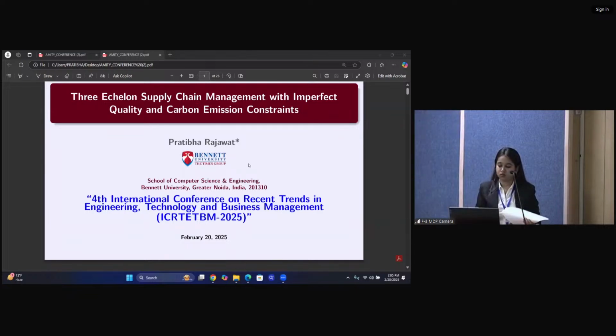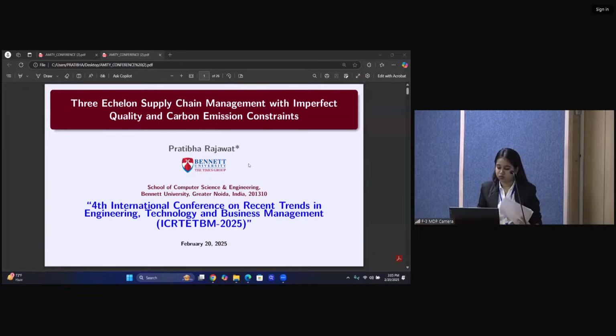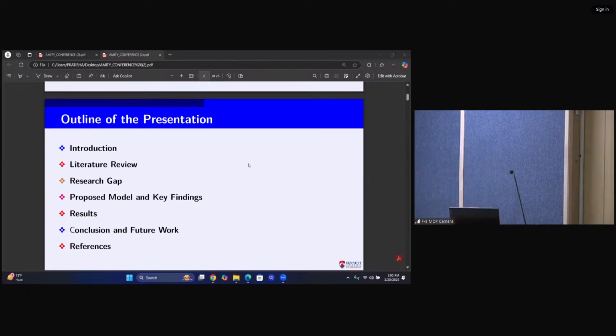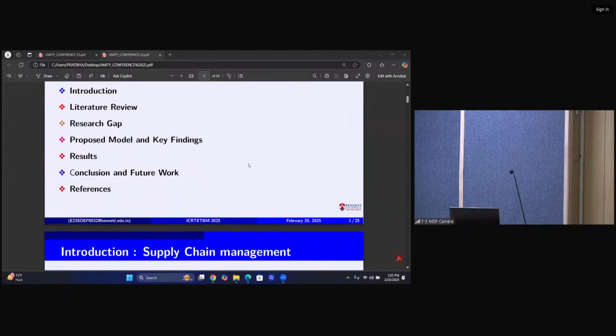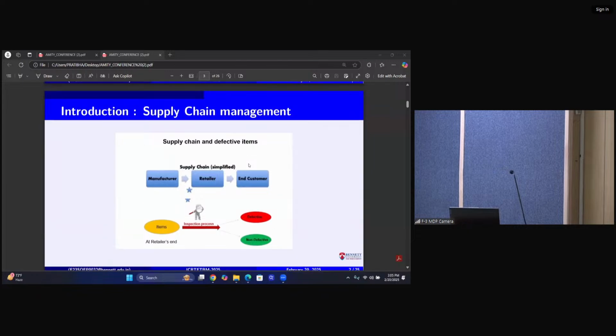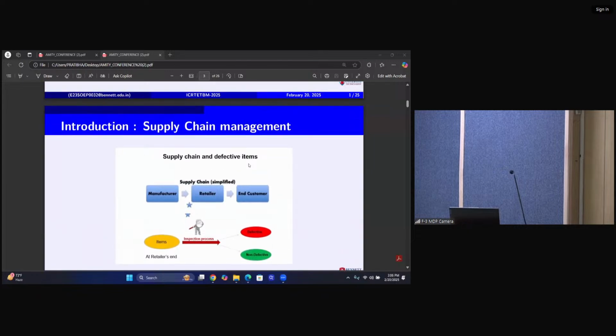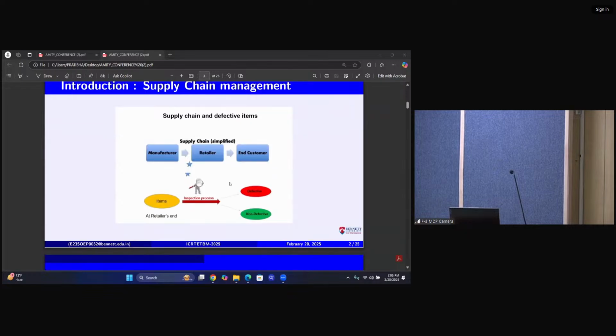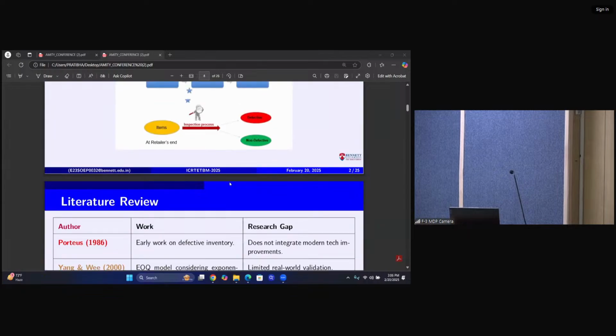Myself Pratibha Rajawat. My research topic is three equivalent supply chain management with imperfect quality and carbon emission constraint. These are the outlines for the presentation: introduction, literature review, research gap, proposed model, result, conclusion and future work, and references. First, we discuss supply chain management with defective items. The product is made by the manufacturer and goes to the retailer and the end customer. The item inspection process occurs two times: first defective, and second non-defective. The defective item has a scrap cost.